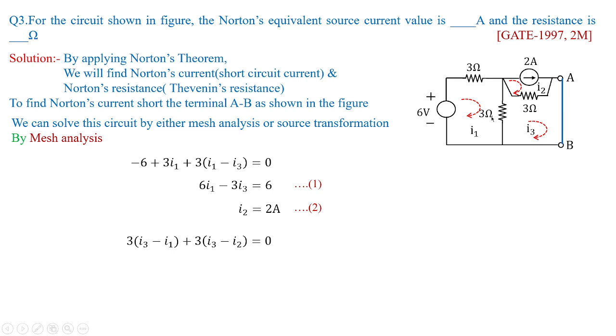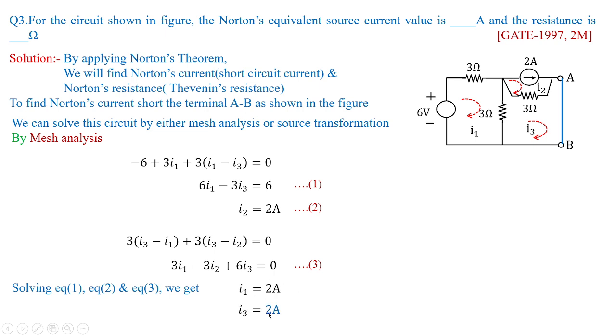So 3 multiplied with the current, not drop. The drop is nothing but 3 multiplied with (I3 minus I1), plus again here you have another 3 times (I3 minus I2). All the current directions I have taken in clockwise direction. That is why I'm getting here I3 minus I2. By looking into loop 3, which is assumed to be the dominating loop, I have framed this equation. In fact, this equation can be reframed as equation 3. Now we just need to solve equations 1, 2 and 3, and we are going to get the value of I1 as 2 amperes and I3 also as 2 amperes.